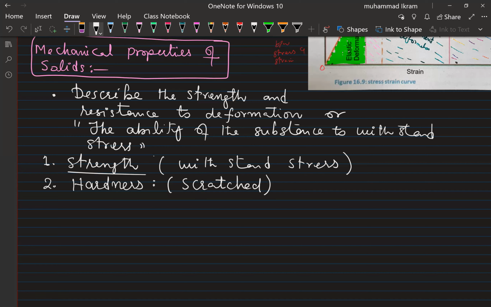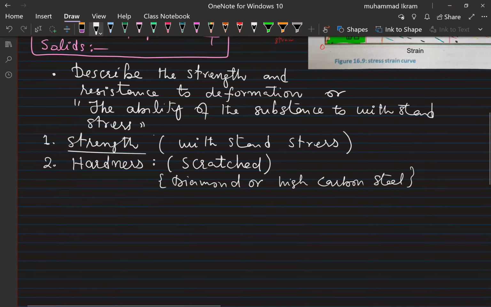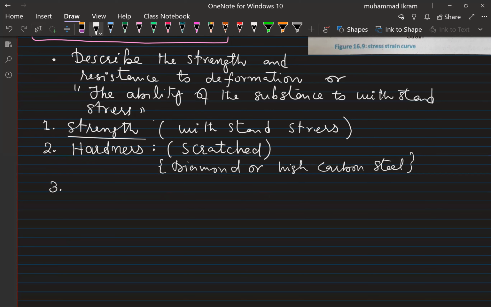For example, these days you see some smartphone advertisements of an unscratchable glass screen. So that is how the material is hard to be scratched. For example, the hardest material I would like to tell you is diamond, or high carbon steel. Diamond and high carbon steel are non-scratchable. Sorry for this, I just said stretch because stretch is most often used. The second important point is the brittleness.